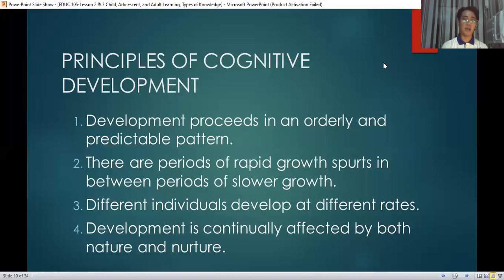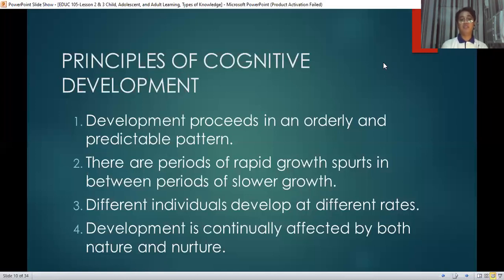for instance, in the female learners in terms of physical growth. During childhood, they are really taller than the male learners. But upon reaching adolescence, or when puberty hits you, you would notice that male learners grow rapidly during their adolescent years or during their period of puberty. Okay, that's another example for principle number 2.